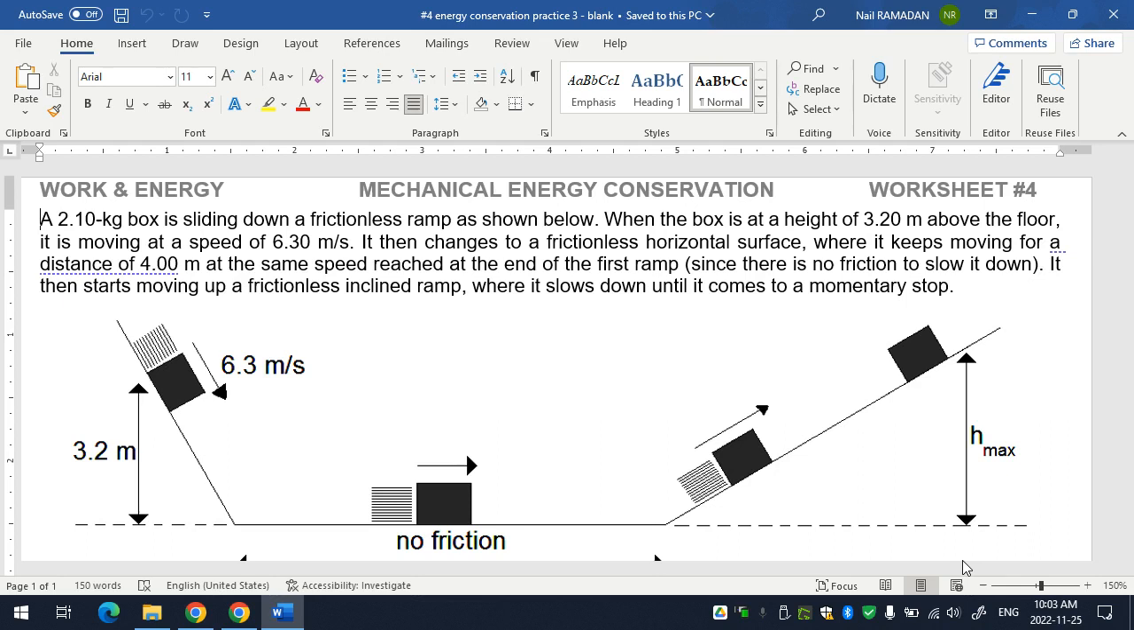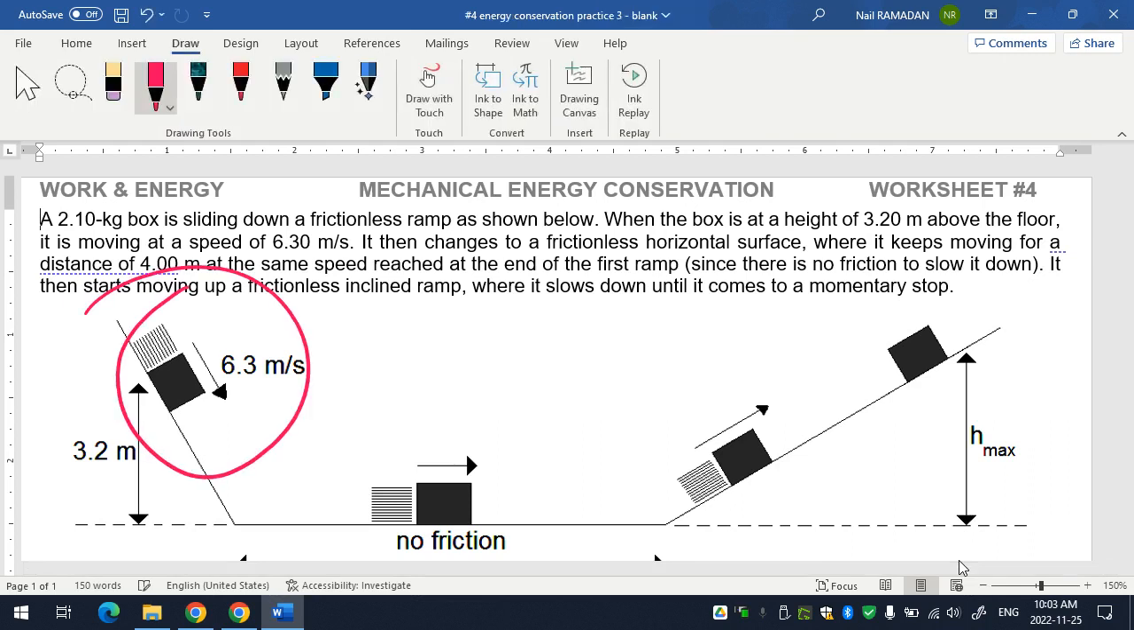When the box is at a height of 3.2 meters above the floor, or above the base of the ramp, like right here, it is observed to be going at a speed of 6.3 meters per second. So interesting. So at that instant, right here, do I know all the energy information of the box? Let's think. Is this box moving right there? Yeah. So can you calculate the EK of the box at that moment?